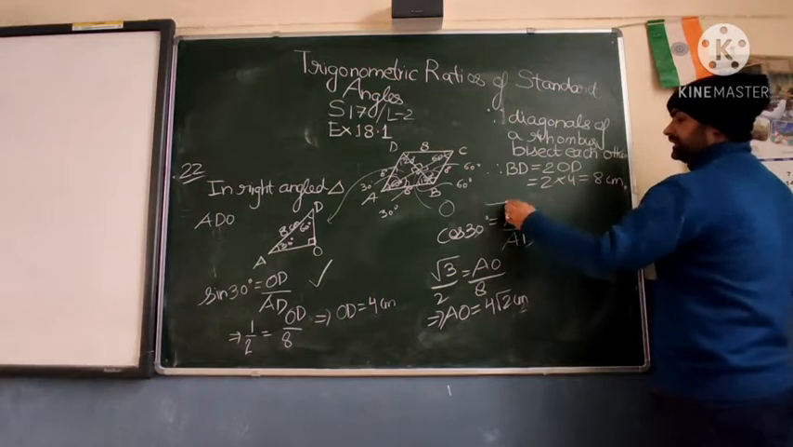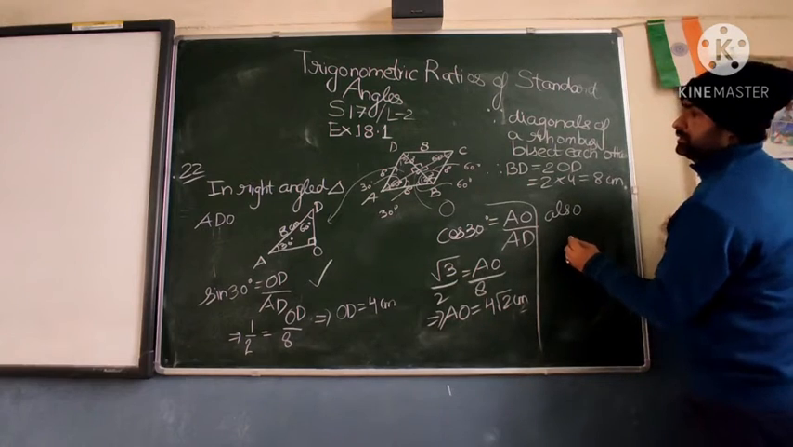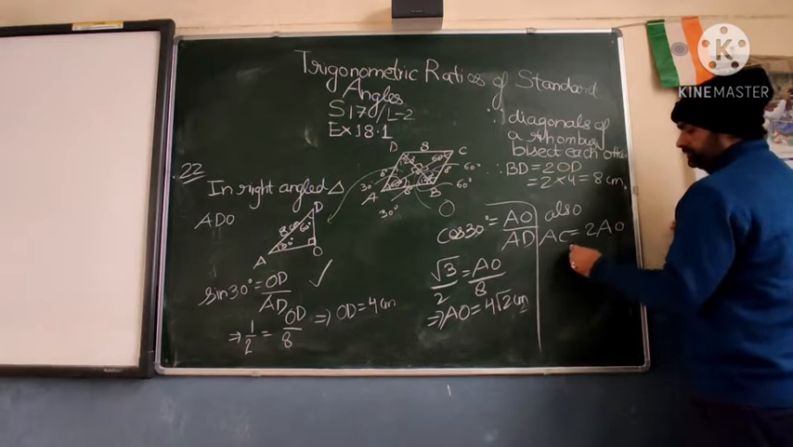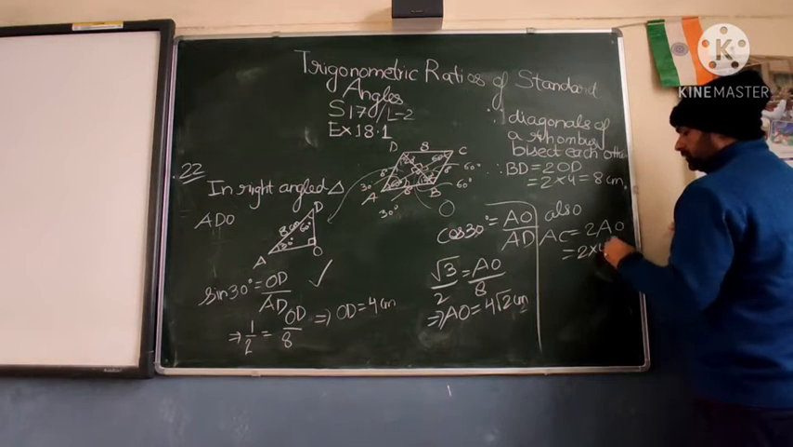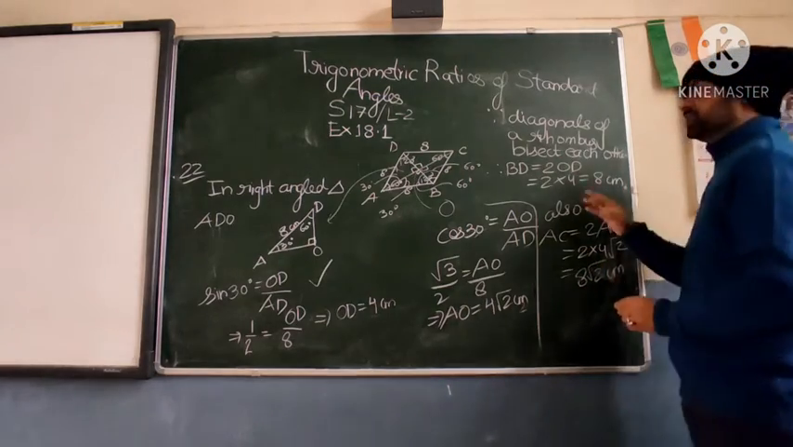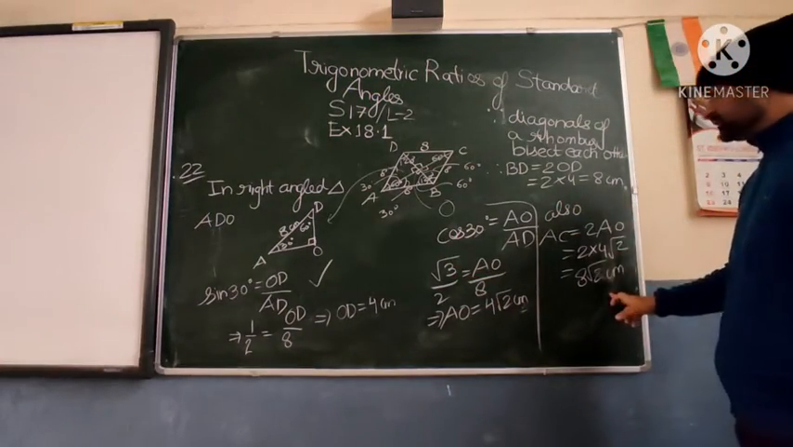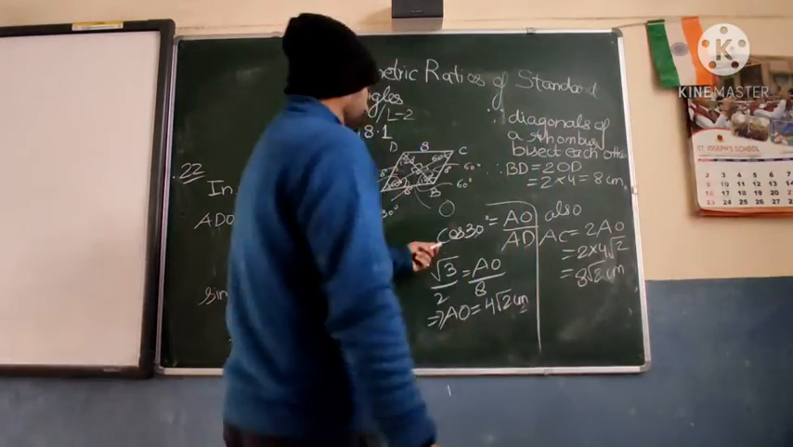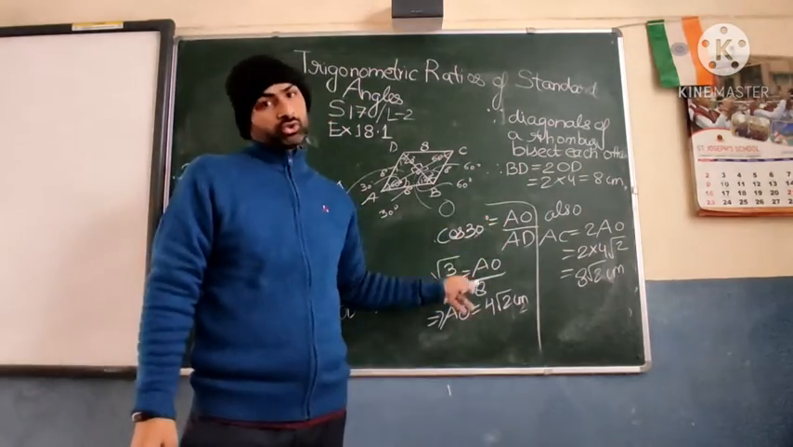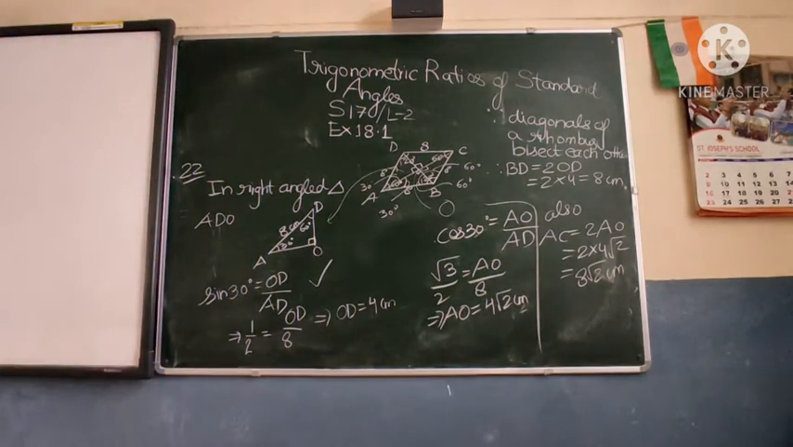So also after that writing here, AC is equal to 2AO. This is equal to 2 into 4 root 3, that means 8 root 3. So this is the answer. The length of the diagonals: one diagonal is BD, that is 8 cm. Other diagonal is AC, that is 8 root 3 cm. Please correct this thing. I wrote that the value was correct, but I have to write AO. I wrote AD. Please correct that. Okay. This is complete. Is this complete understood by you?